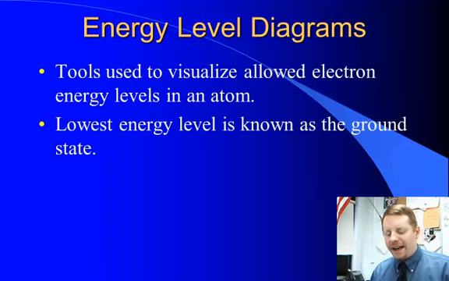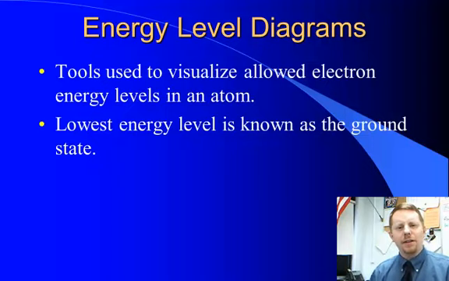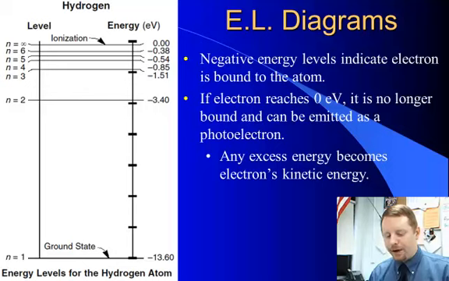So energy level diagrams are tools that we use to visualize the allowed electron energy levels in an atom. The lowest energy level is known as the ground state. Let's take a look at an energy level diagram for hydrogen.